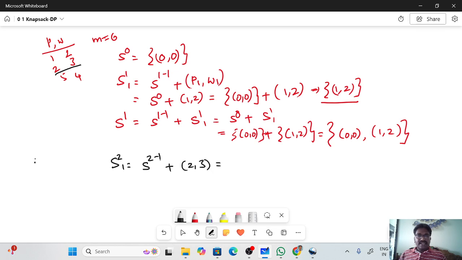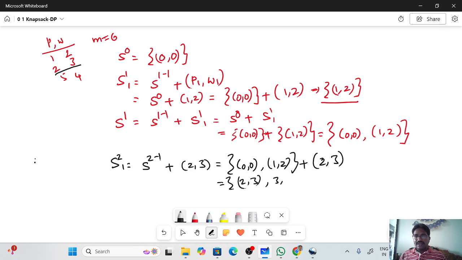Now what is S2 minus 1? Nothing but S1. What is the S1 set? It has 0, 0 and 1, 2, plus the profit and weight of the corresponding item, 2, 3. Now what values are we getting? 0 plus 2 is 2, 0 plus 3 is 3. That is one pair. Comma, 1 plus 2 is 3 and 2 plus 3 is 5. So this is one more pair.